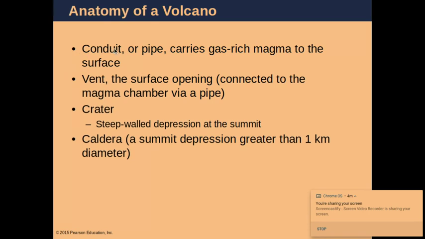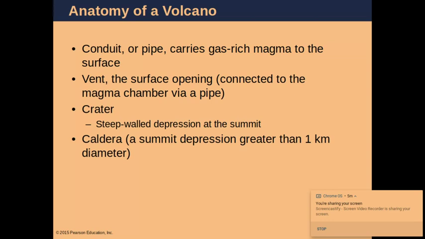We have the conduit or pipe, which carries the gas-rich magma to the surface. That goes right up the middle. The vent is right where that pipe meets the crater at the top. So that's the surface opening. The crater is the steep-walled depression at the summit. And then the caldera is a depression that's even bigger. So imagine if the crater at the top of the volcano was bigger than a kilometer.